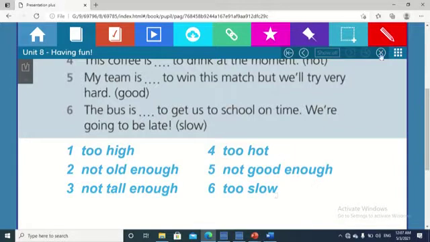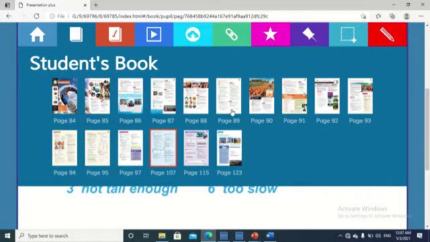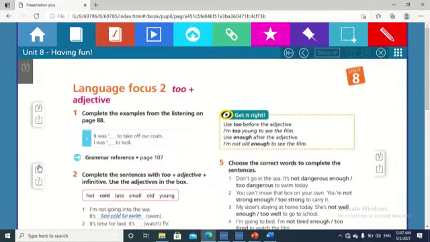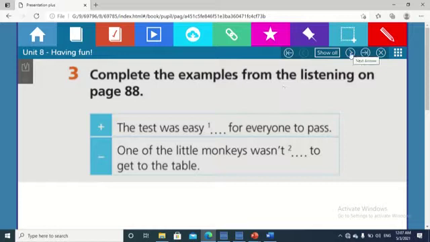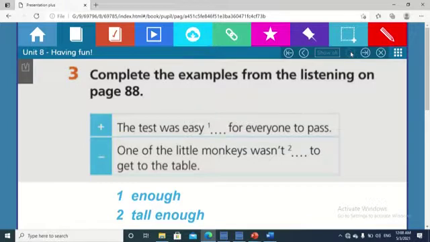So let's go straight to your student book again, page 89. So here's the first table taken from the conversation. The first one, the test was easy enough for everyone to pass. So everyone could pass the exam, the test. One of the little monkeys wasn't tall enough to get to the table. So tall enough. That's why we need more to be taller.